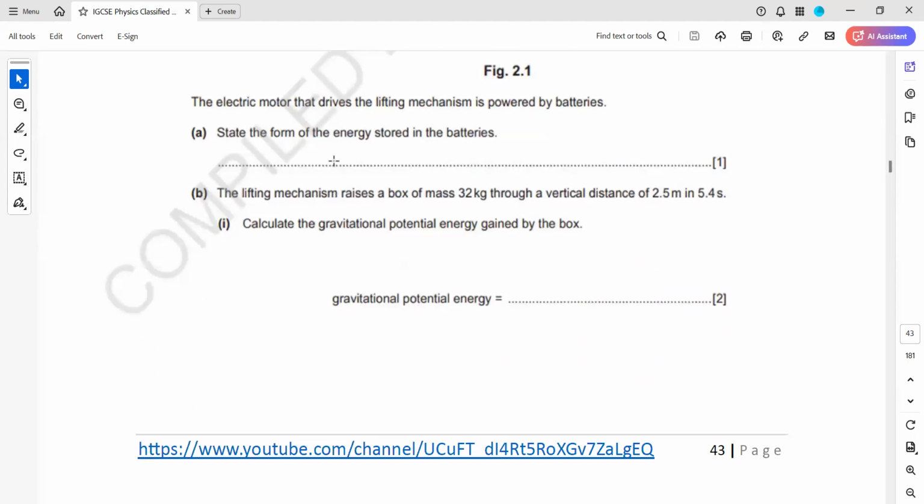Chemicals. So chemical. You can use mic, chat, or screen annotation to answer these questions. Okay.